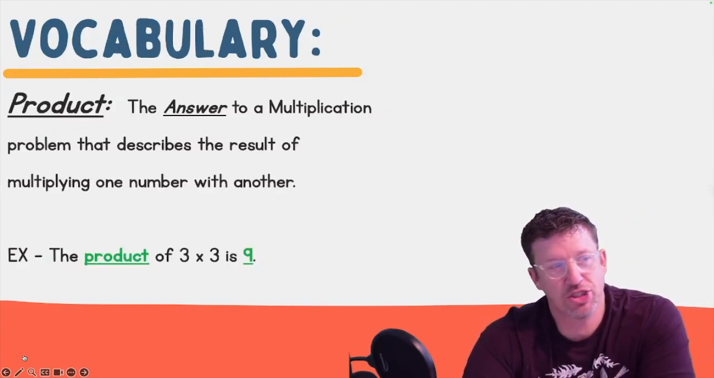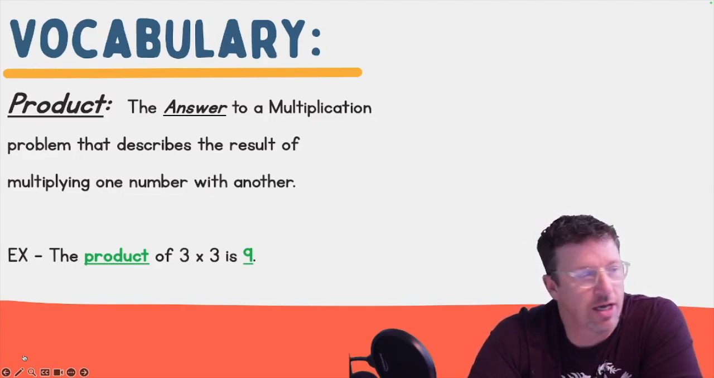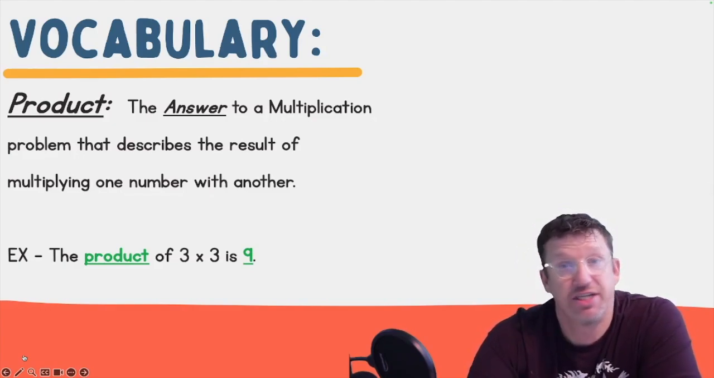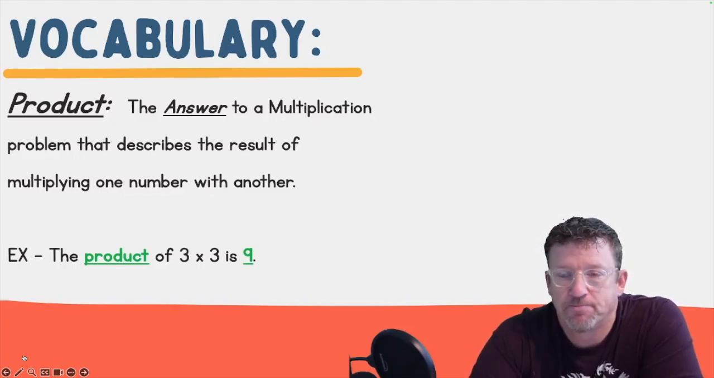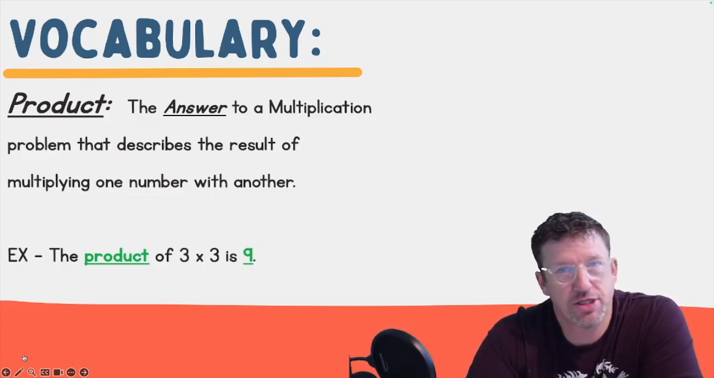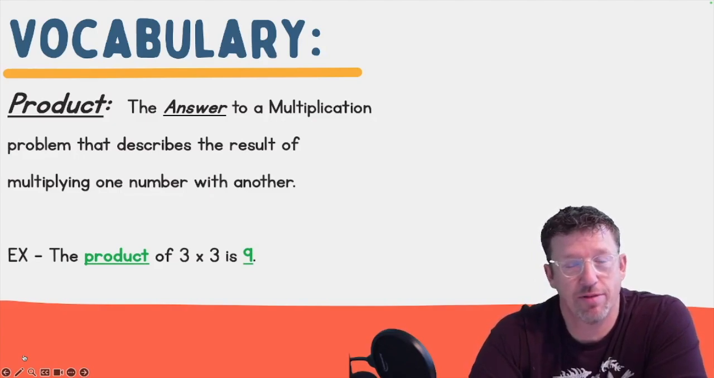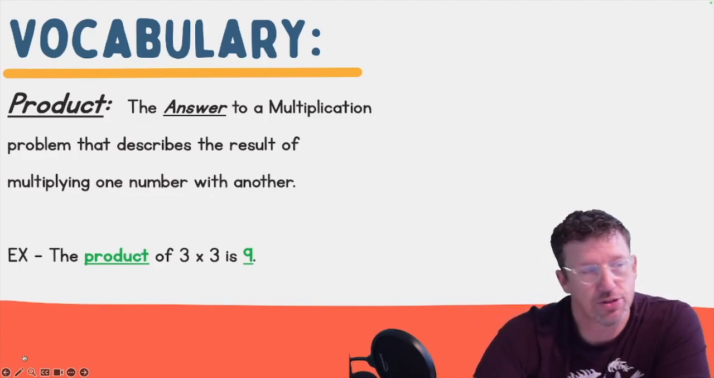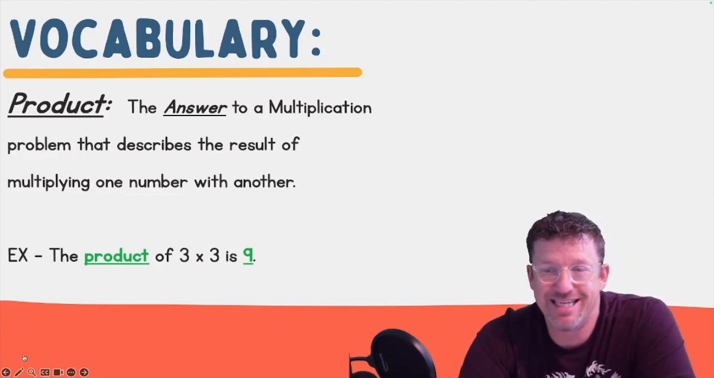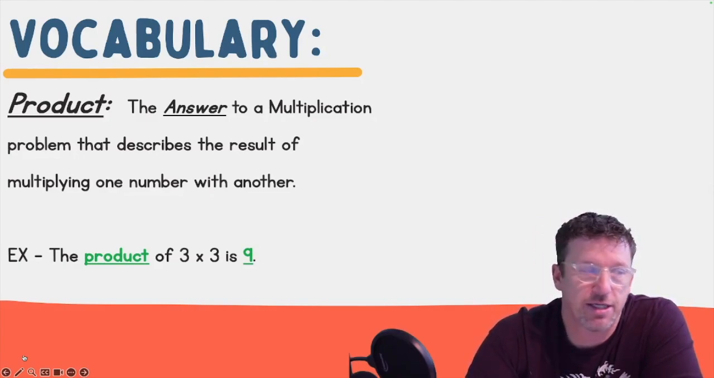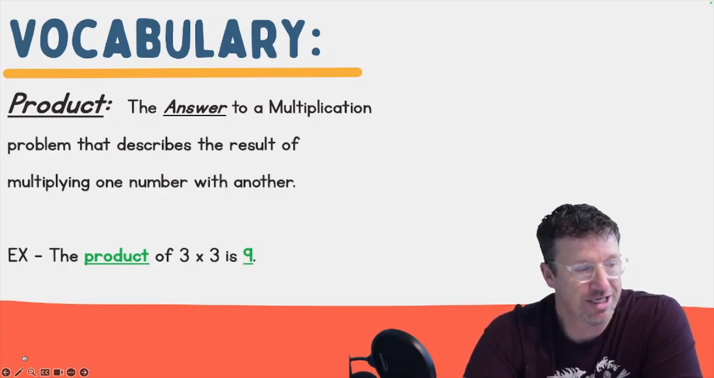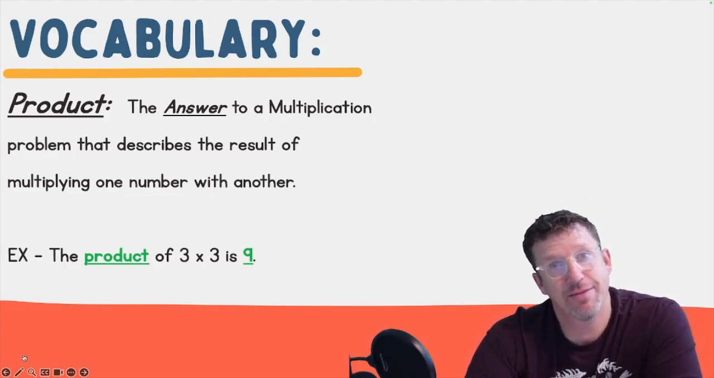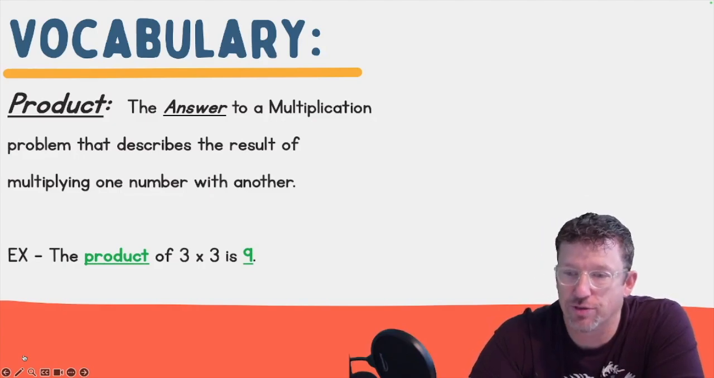Before we get there, let's check out this vocab word. This vocab word is brought to you by me. Duh. All right, product. The word is product. If you've done the addition and subtraction, you know that the answer to an addition problem is the sum. The answer to a subtraction problem is the difference. And the answer to a multiplication problem is the product. So that describes the result of multiplying one number by another. For example, the product of 3 times 3 is 9, or the answer to 3 times 3 is 9.